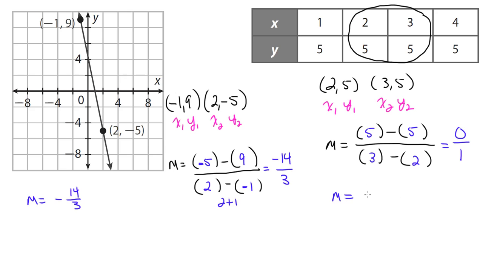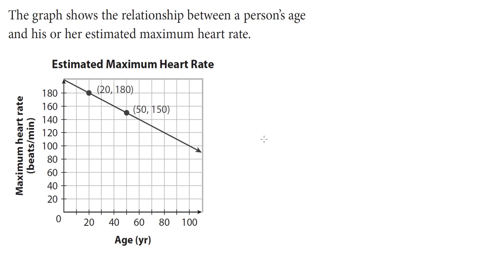So the slope of this line is 0, which means that the graph of this line is going to be a horizontal line that does not move up or down as it moves from left to right. All right, next, let's take a look at some real-world situations, find the slope, and then interpret that slope in the context of the real-world situation.